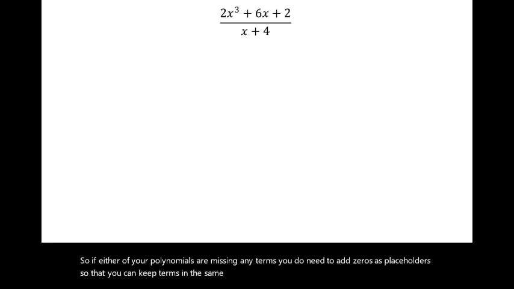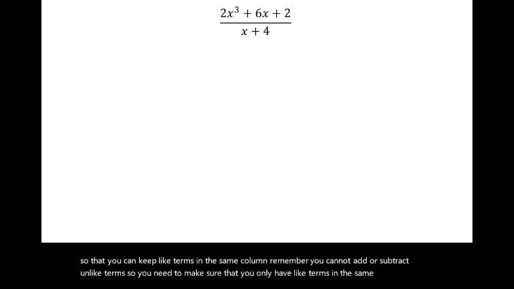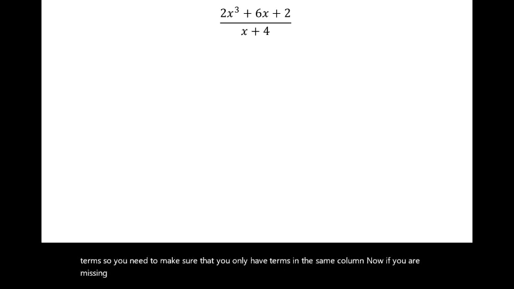Remember, you cannot add or subtract unlike terms, so you need to make sure that you only have like terms in the same column. Now, if you are missing any powers and you forgot to put a 0 for a placeholder, you wouldn't get very far before you found that you had a column with unlike terms.